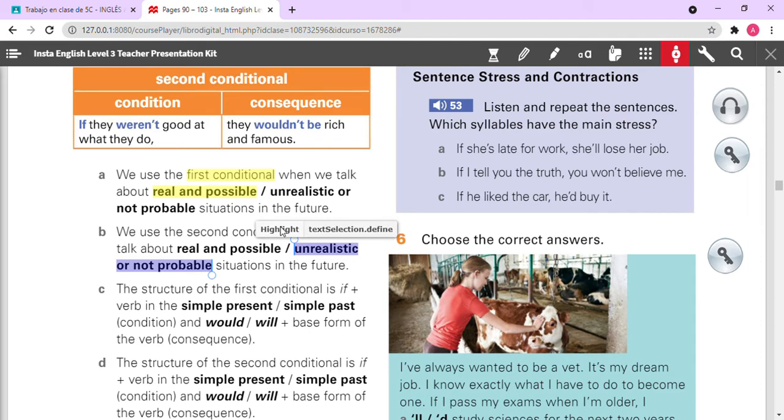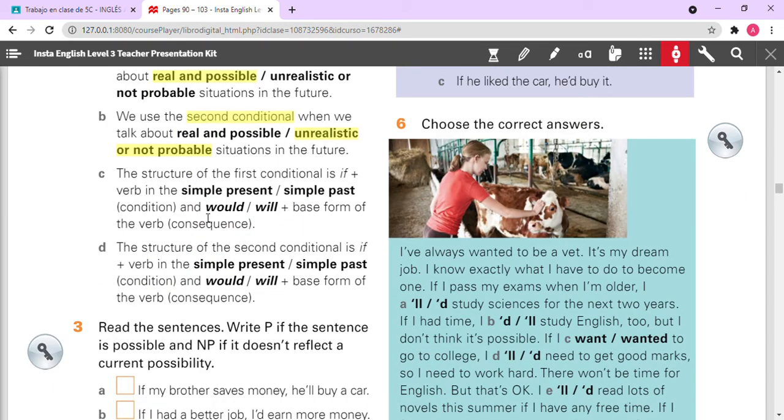Unrealistic and or not probable situations in the future. Second conditional. Okay. Letter C. The structure of the first conditional is if plus verb in the simple present or the simple past, and the condition and would or will plus base form of the verb, consequence.